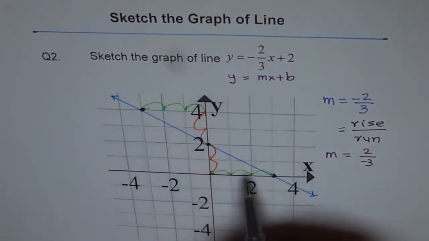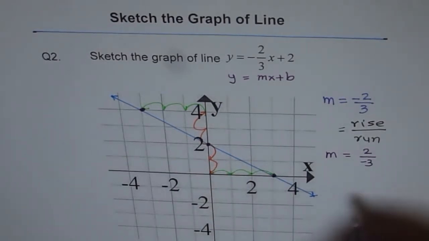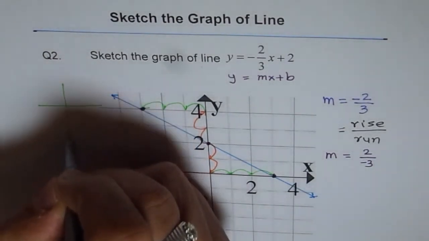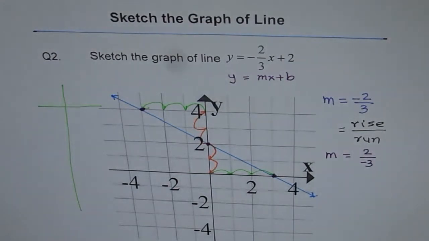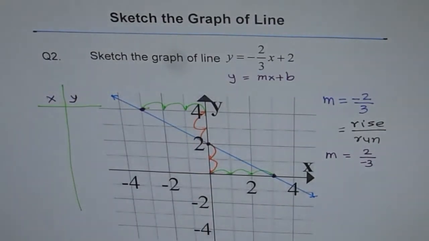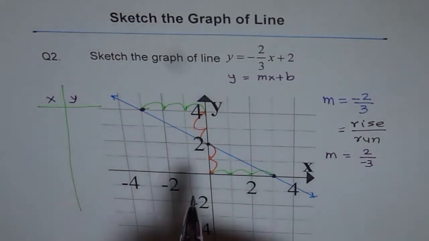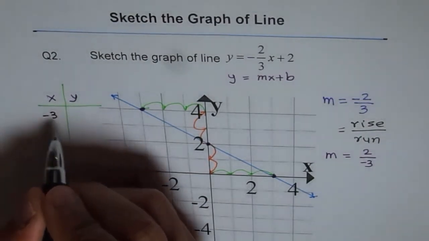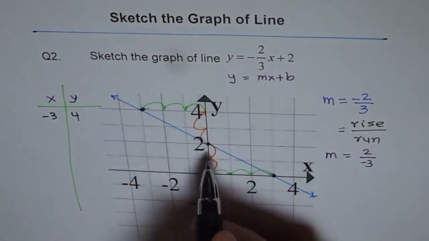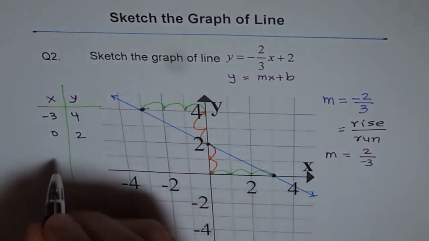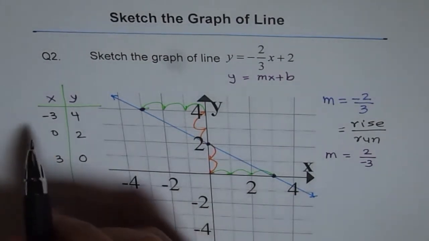So let's check it. Which point is this? Let me make a table for these points. Here is my table. In the table, I am going to write x values and y values, okay? So these are my x values and these are my y values. Let's start from here: the x value is -3 and the y value is 4. X is -3, y is 4. Next point, 0, 2. Next point, 3, 0.